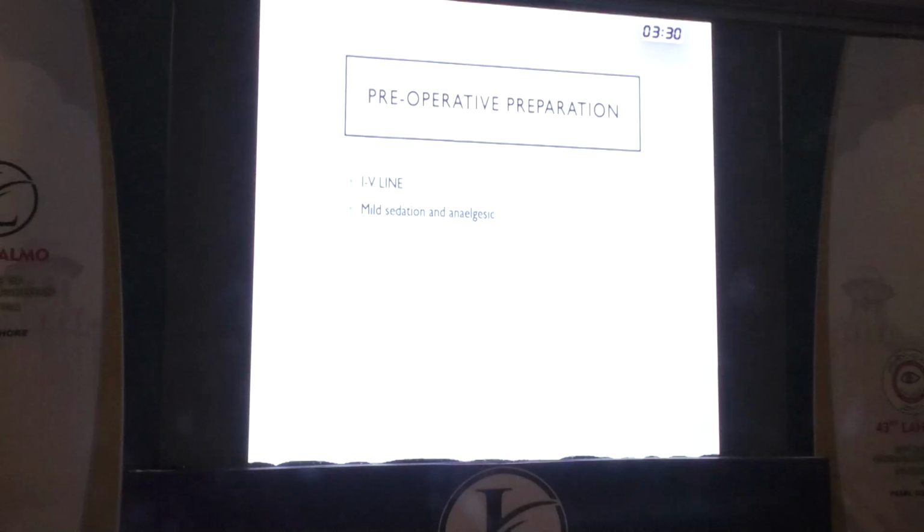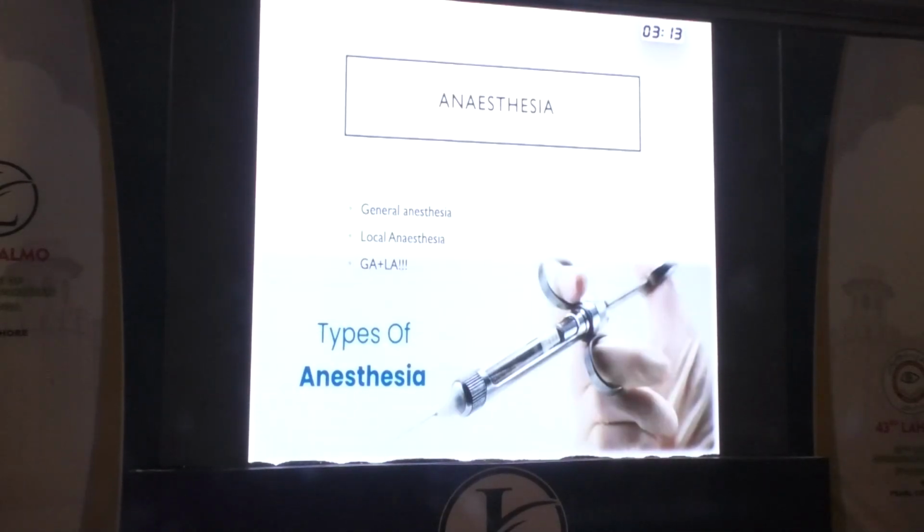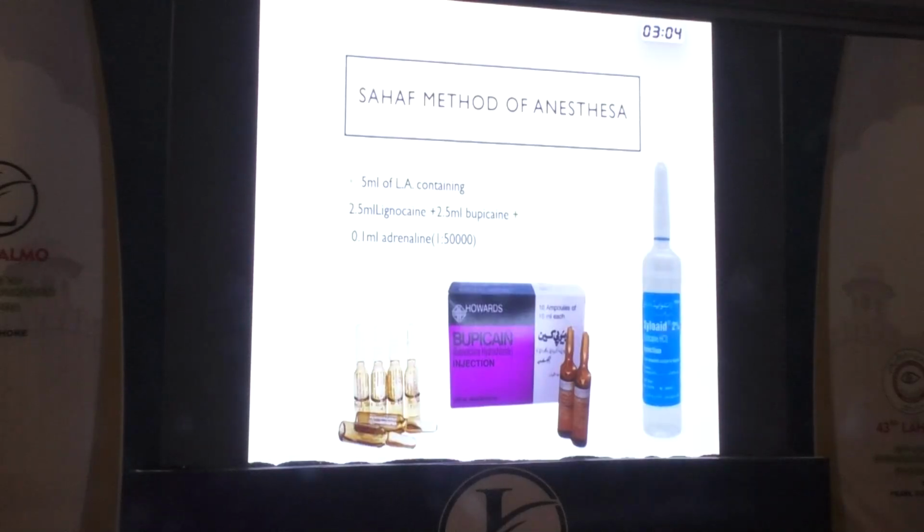IV line should be maintained and mild sedation will help, and anesthesia should be given to the patient. Patient posture should be reverse Trendelenburg position, or the head should be raised, not the head only, about 15 to 20 degrees. It can be done under general and local anesthesia. Even in general anesthesia, we have to go for local anesthesia also to get the hemostasis.